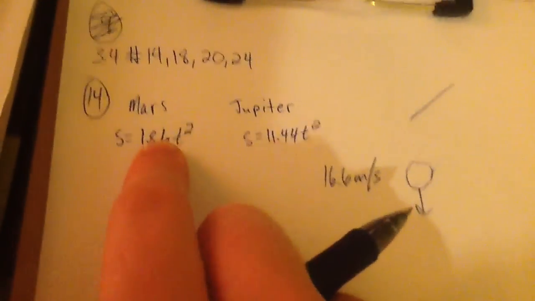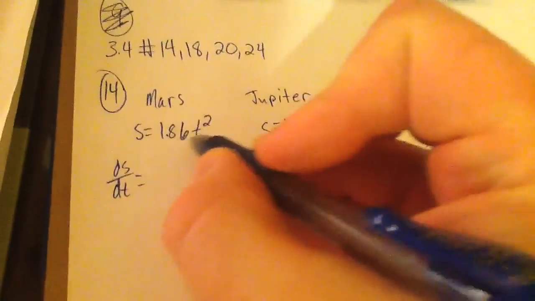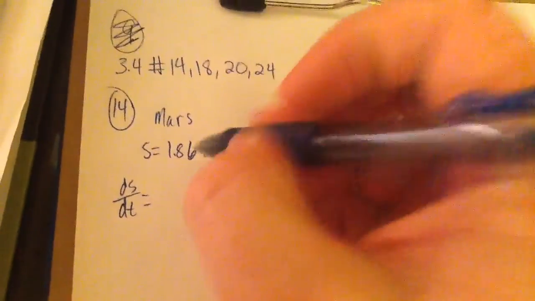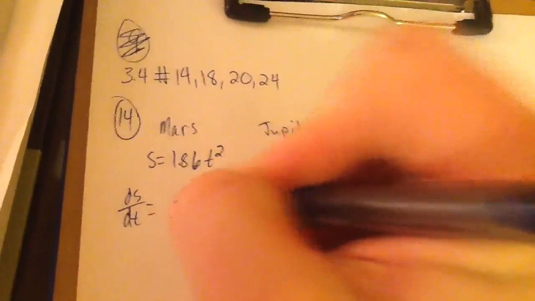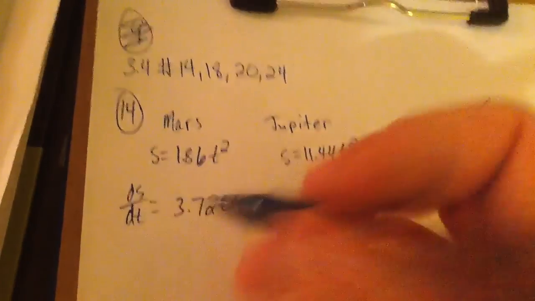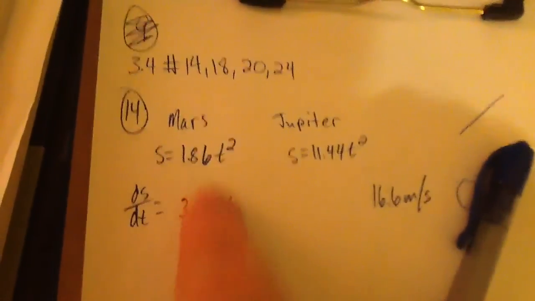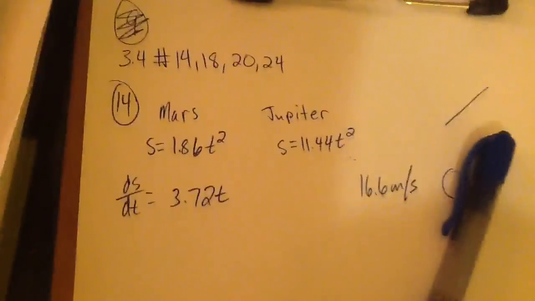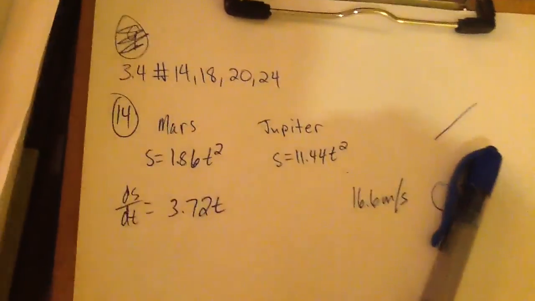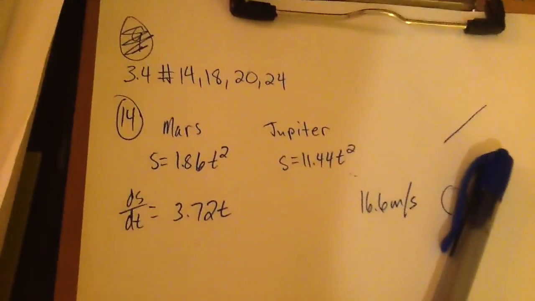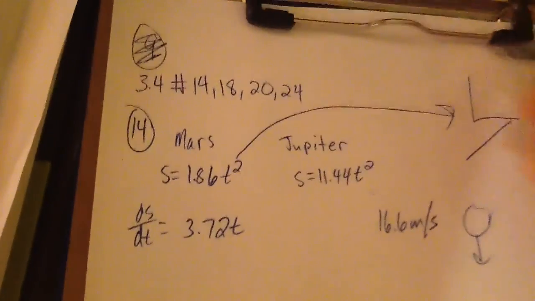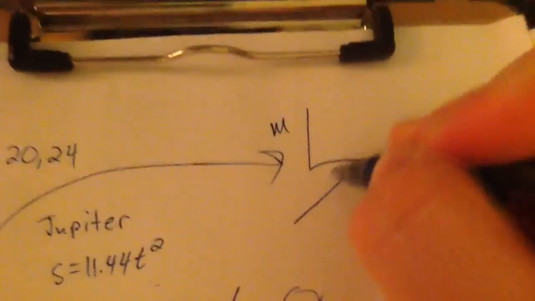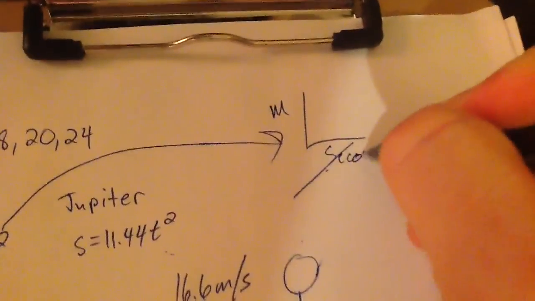So you can do the derivative of this with respect to time. You know how to do the power rule. So that would be what? 2 times 1.86. What does that give you? 3.72 T. So the derivative of position is velocity, because that's the rate at which the position changes. This is position, this is meters, and this is seconds.